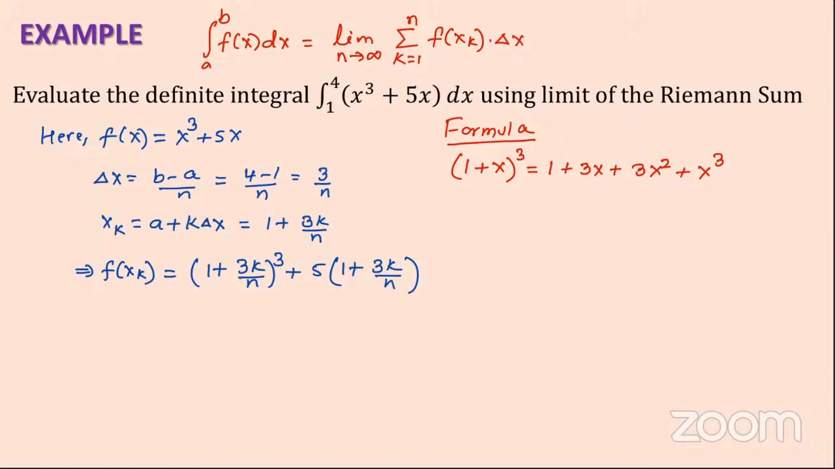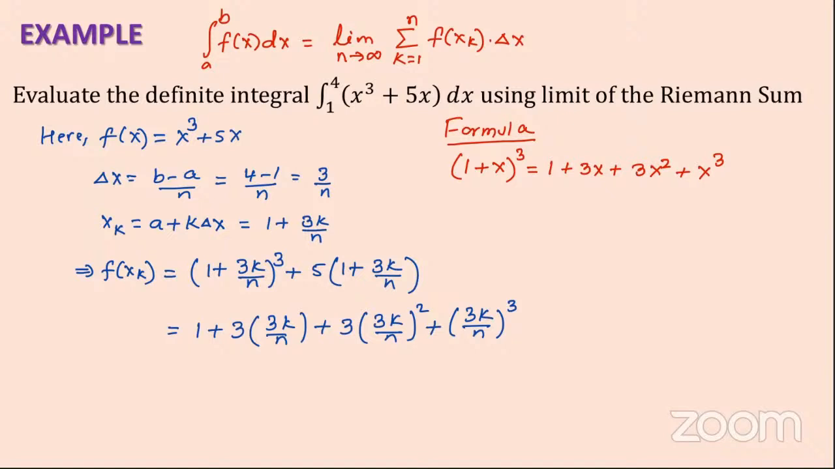So if we want to expand that, let's see what we get. First thing is 1, plus 3x, so I can write 3 times 3k over n, plus 3x squared, 3 times 3k over n squared, plus x cubed, that is 3k over n cubed. Because when we expand this, we get 1, 2, 3, 4 terms. So 1 plus 3 times, in place of x, 3k over n. And then we have 3x squared, so 3 times 3k over n and then squared. And last we have x cubed, so x is 3k over n and then cubed. That is what we get from the first one.